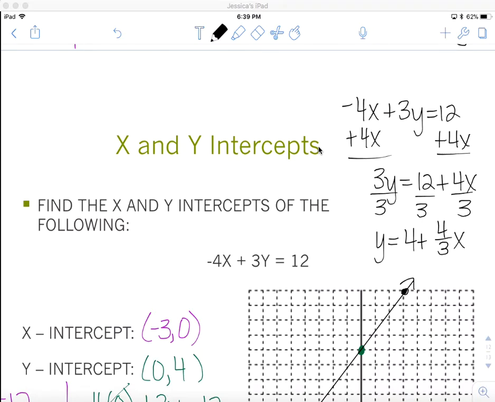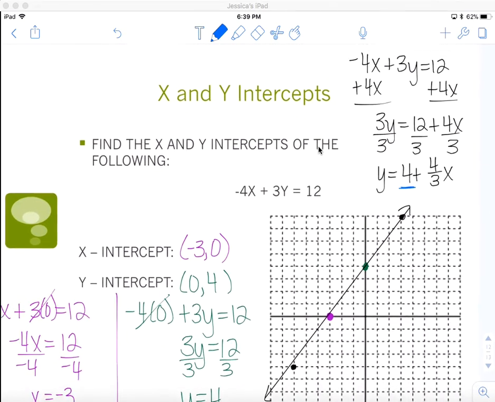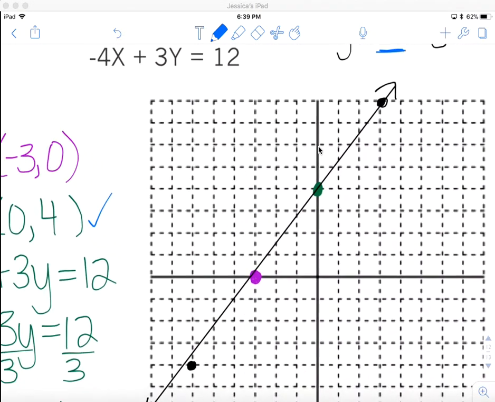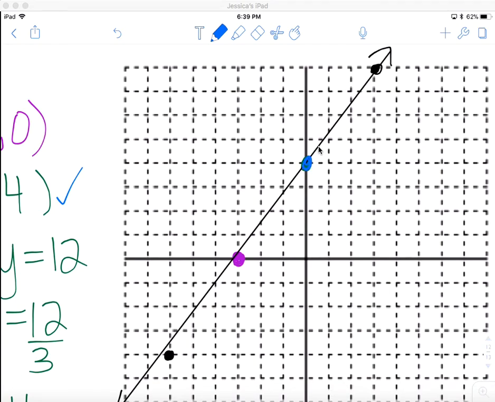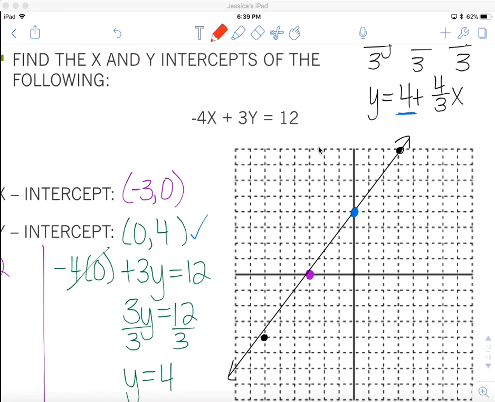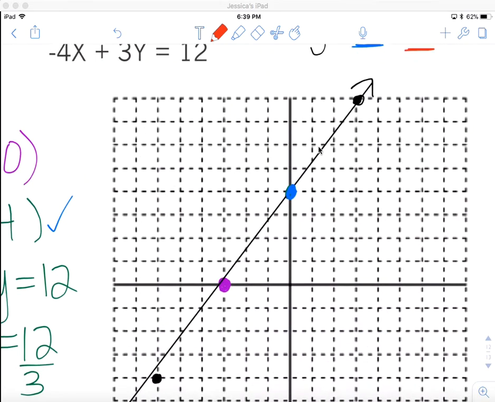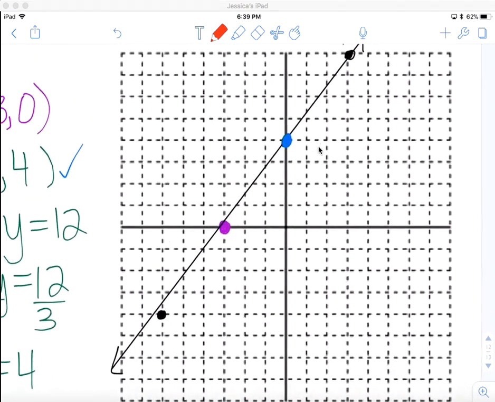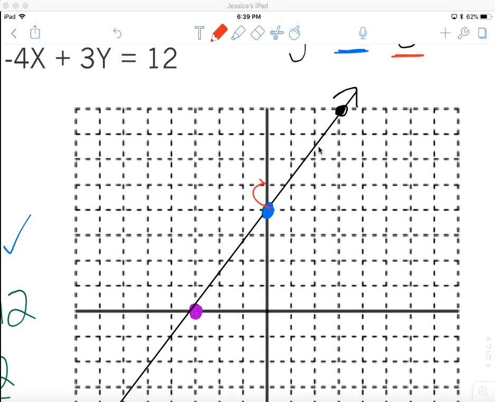Using the slope-intercept method, you can see that my y-intercept is 4, which is what we got. I'm crossing the y-axis at 4. And then my slope is 4 over 3. If you notice, that is the same slope that we graphed here. I'm going up 4, right 3.